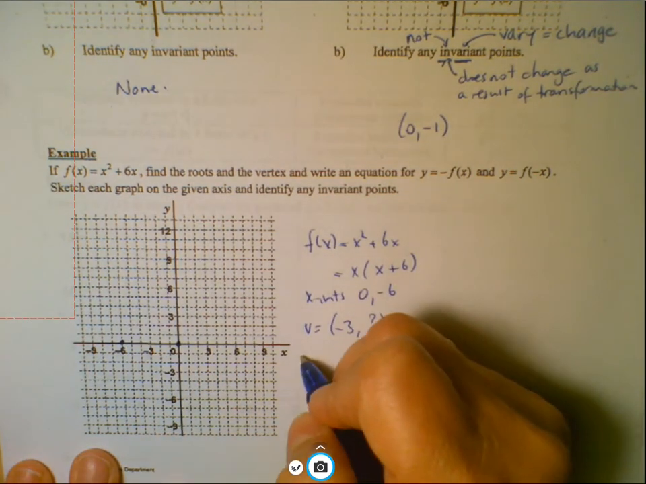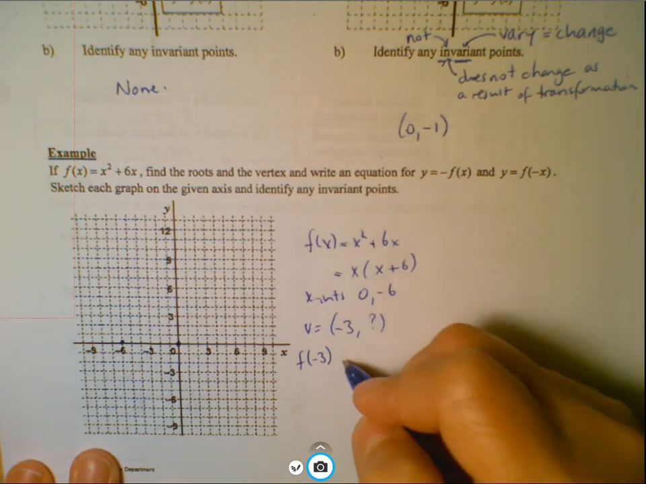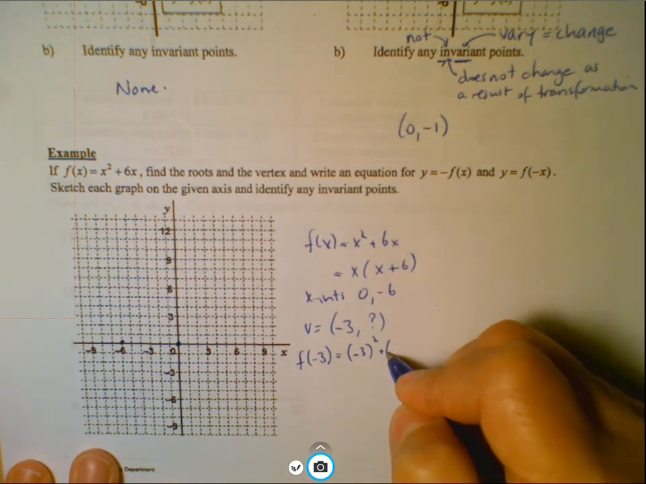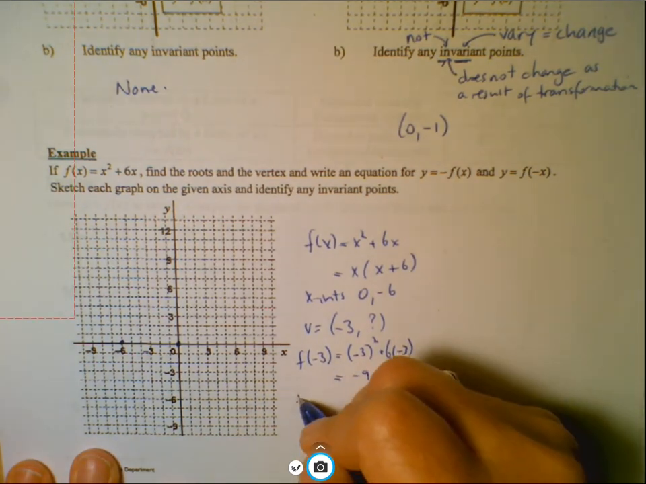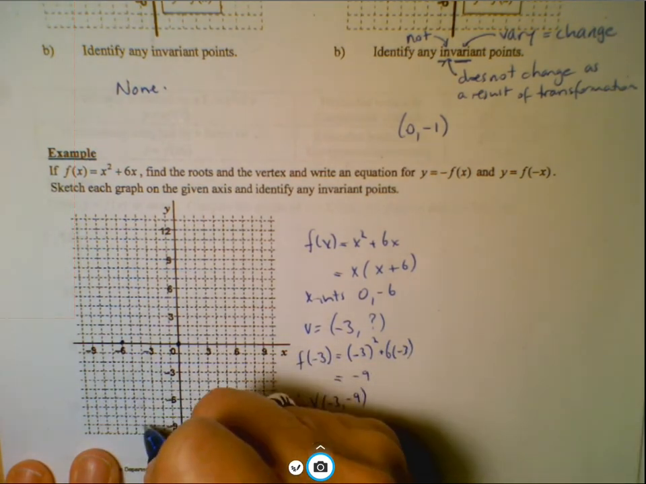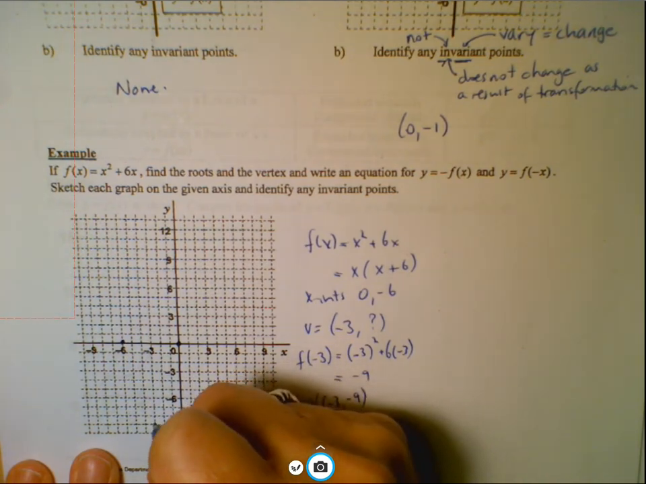You'll want to know what the vertex is, so let's plug it in. Let's plug -3 into the equation, and we get (-3)² + 6 times -3, so that's 9 minus 18, which is -9. So we know the vertex is at (-3, -9). So I'll make the dot here, (-3, -9).